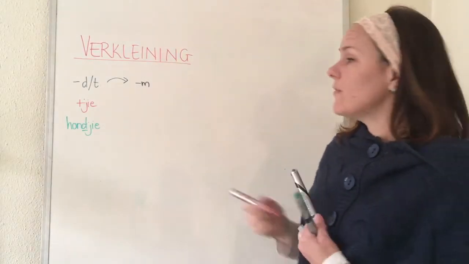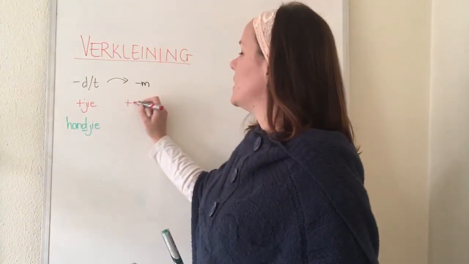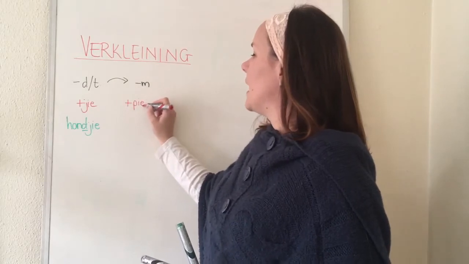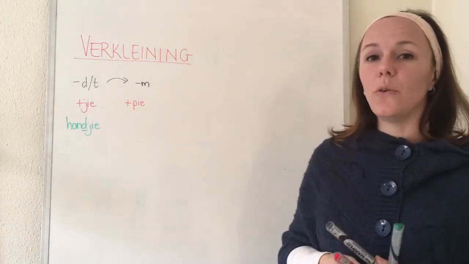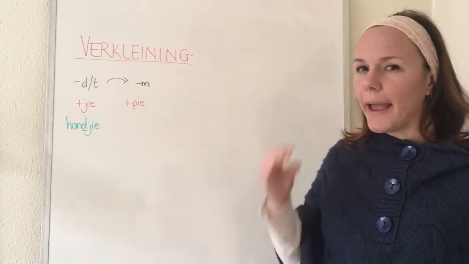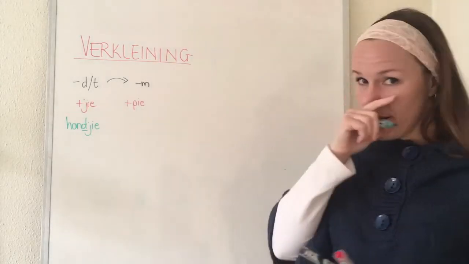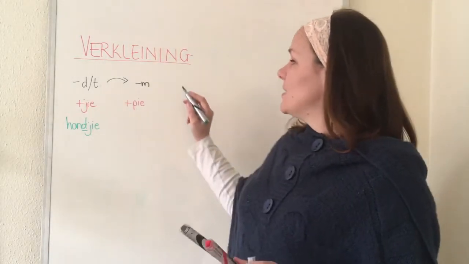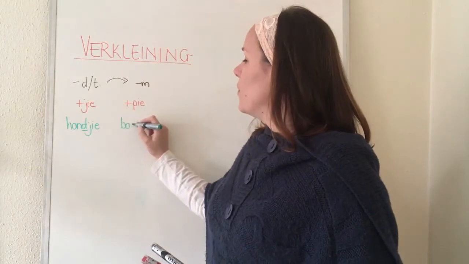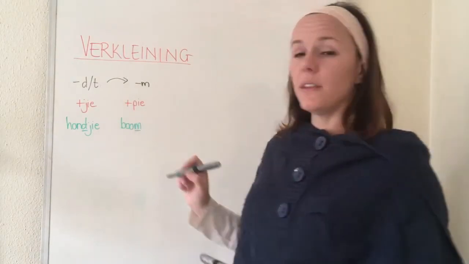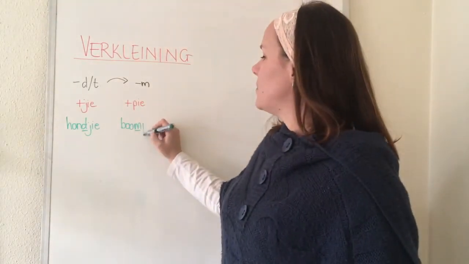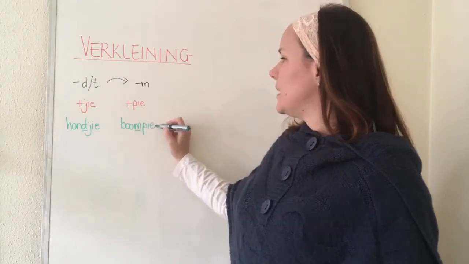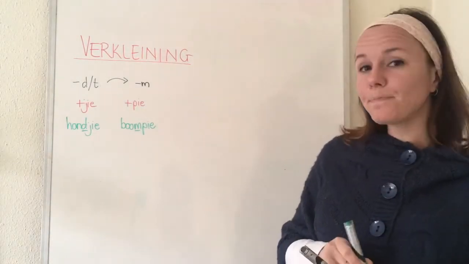M? If it does, my rule is to add P-I-E. Remember, we always say, pie. Oh, I love eating pies. I don't know about you. Okay, so for example, boom. Boom ends with an M. Then I will add P-I-E and it becomes boompie.